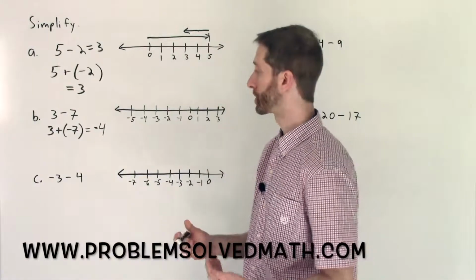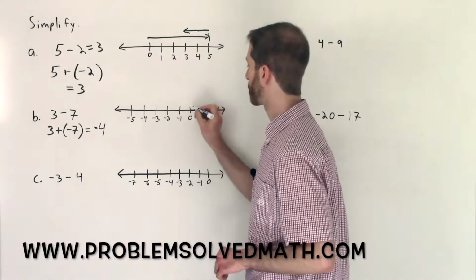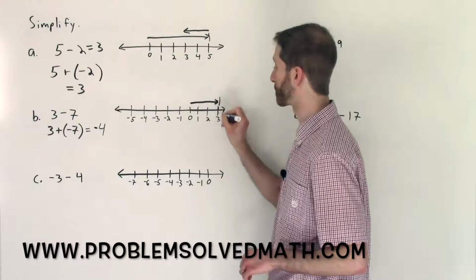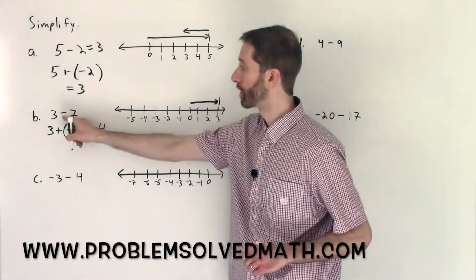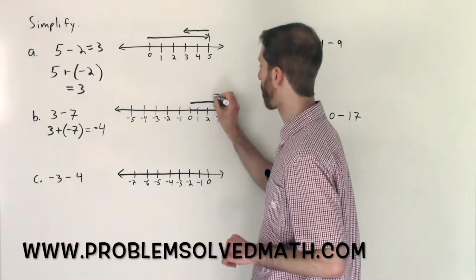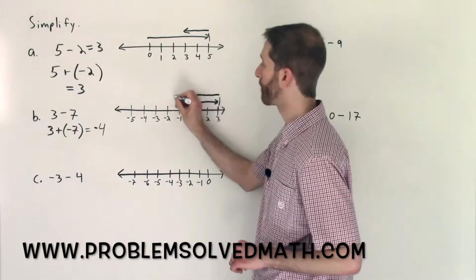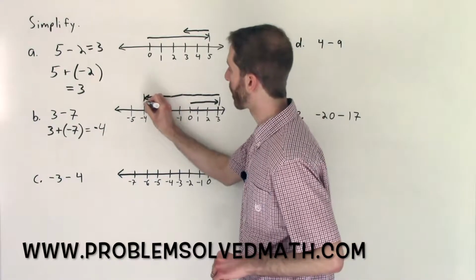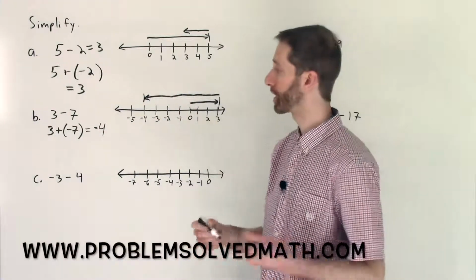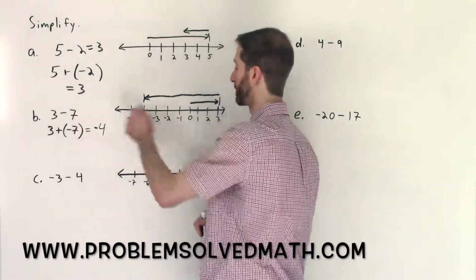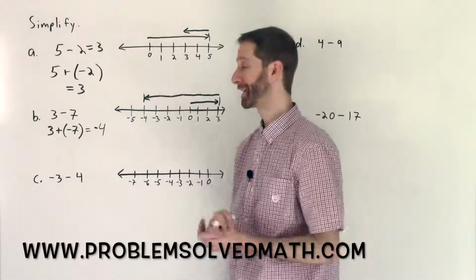Again, why does this rule make sense? We start at 3, so we'll start at 0 here, and we'll go 1, 2, 3. That's what I mean by starting at 3. And then we'll go to the left 7, right? Or add 7 to the left. So that'd be 1, 2, 3, 4, 5, 6, 7. And we end up right here at negative 4. So again, it's the same as saying go the opposite of positive 7 or left 7, adding negative 7.